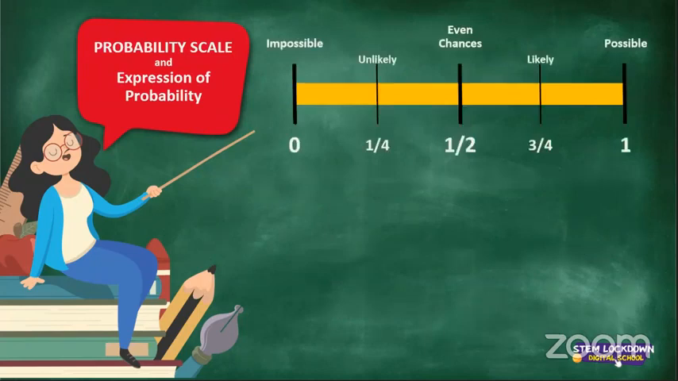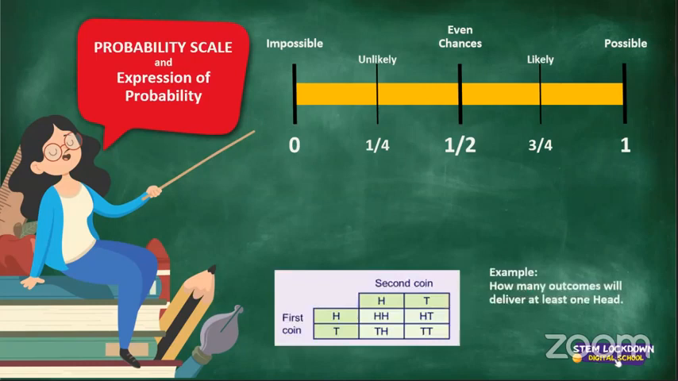Now, here we're going to look at the probability scale in a bit more detail. Like we explained now, I'm going to ask you guys some questions about it. So first of all, here we have the coin. We have 2 coins. We've got the first coin on the left-hand side, and then the second coin on top. Now, in this example, it says, how many outcomes will deliver at least one head?